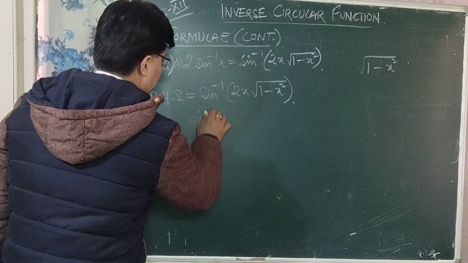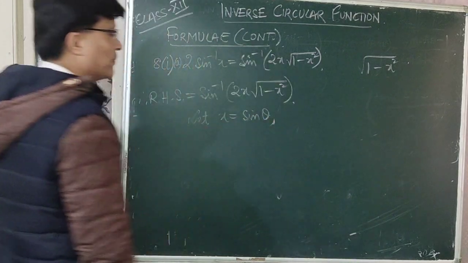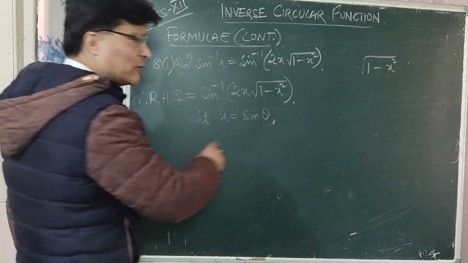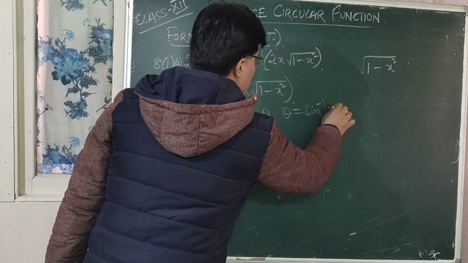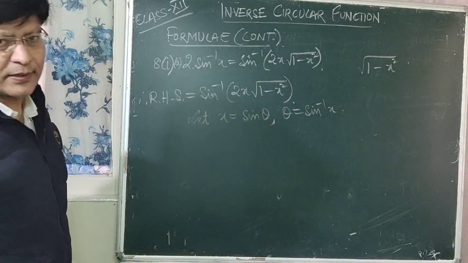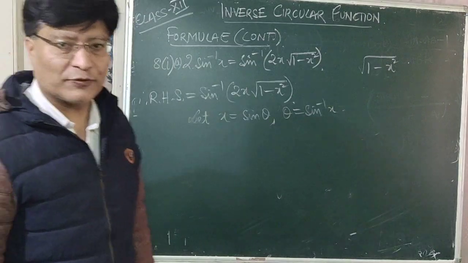So let x is equal to sin theta, right? So let us find out the value for theta here. So theta is equal to what? It is sin inverse x. So is that clear to all of you?